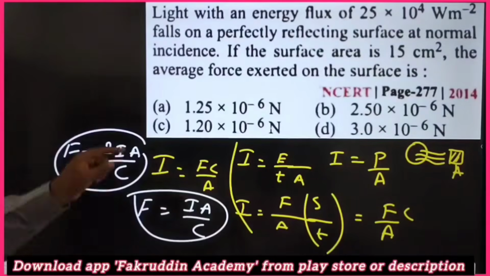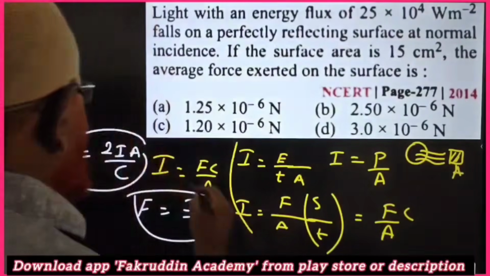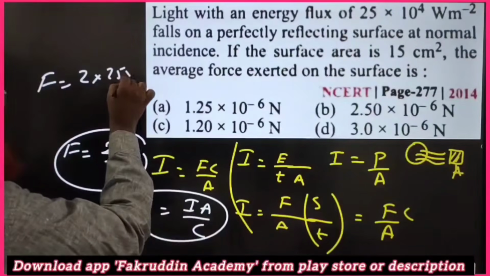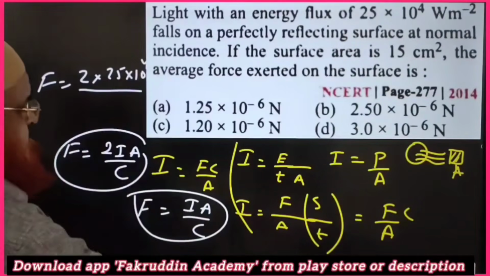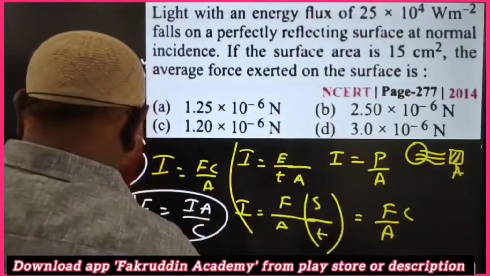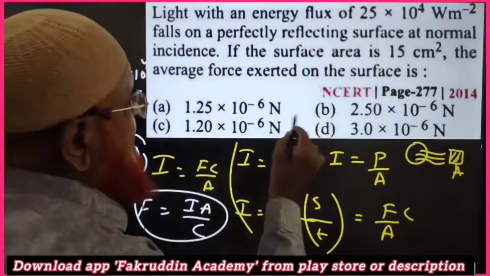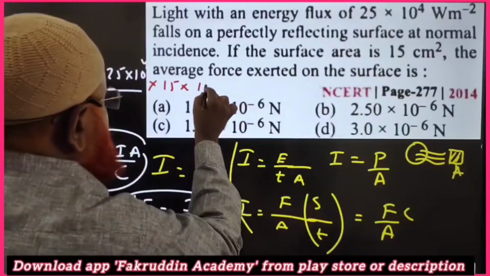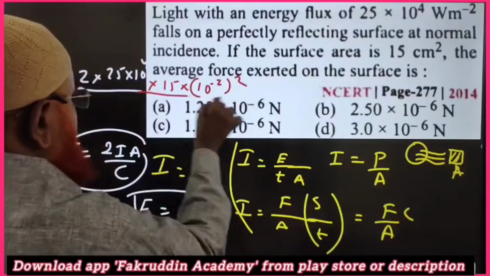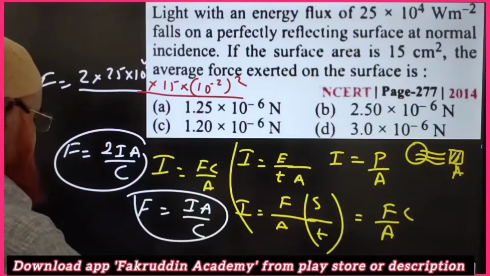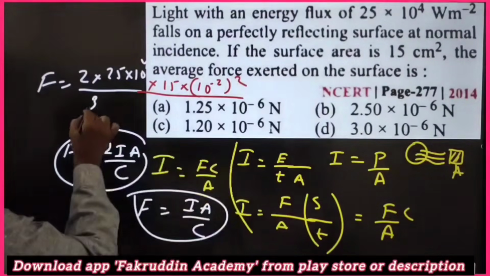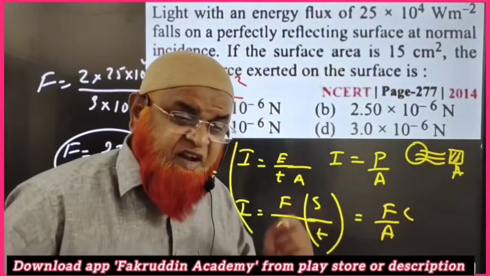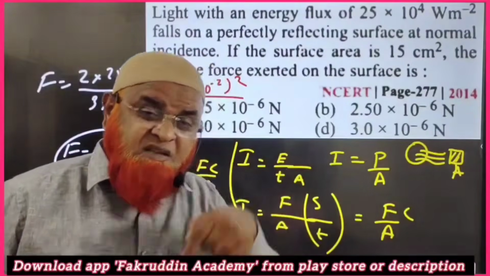Now you have to substitute the values here. Force is equal to 2 times intensity, which is 25 into 10 power 4, times area. Area is given as 15 centimeters, so convert into meters: 10 power minus 2, whole square, divided by C. Then what is C here? C is nothing but 3 into 10 power 8. Just calculate and get the answer. Find out the correct option.